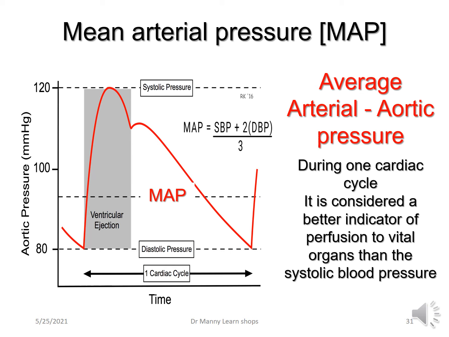And how it's worked out is that the mean arterial blood pressure is essentially equal to the systolic blood pressure plus the diastolic pressure multiplied by 2, divided by 3, which gives you an average of all the different blood pressures in your body. And as I indicated, as far as the academics or the physicians or the medical fraternity are concerned, this is a better indicator as to perfusion for your vital organs than just the systolic blood pressure.